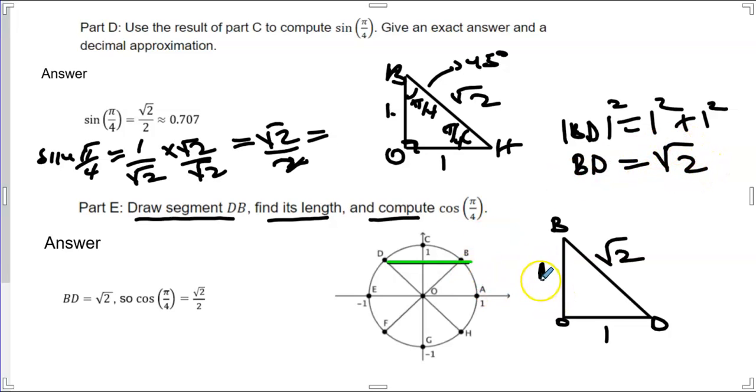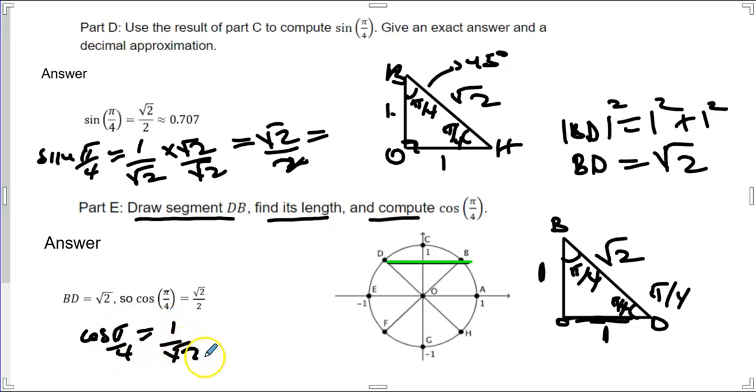Now this is also an isosceles triangle. So this is going to be pi on 4, and that is going to be pi on 4. And cosine pi on 4 is defined as adjacent over hypotenuse, which is, for cos pi on 4, adjacent is 1, hypotenuse is root 2. And when we rationalize, as we did before, we are still going to get square root of 2 over 2 for cosine pi on 4.